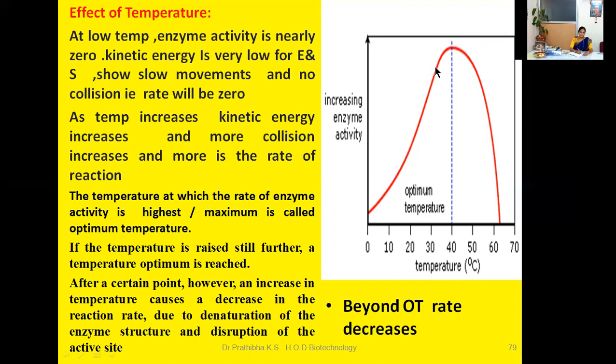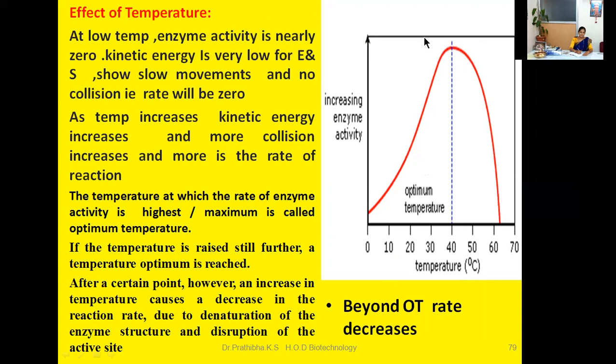The temperature at which the rate of enzyme activity is highest or maximum is called optimum temperature. You can write this slide information or the previous slide information. If the temperature is raised still further, a temperature optimum is reached, and after that the reaction will decrease. After a certain point, an increase in temperature causes a decrease in the reaction rate due to denaturation of the enzyme and disruption of the active site. Beyond the optimal temperature, the rate decreases.